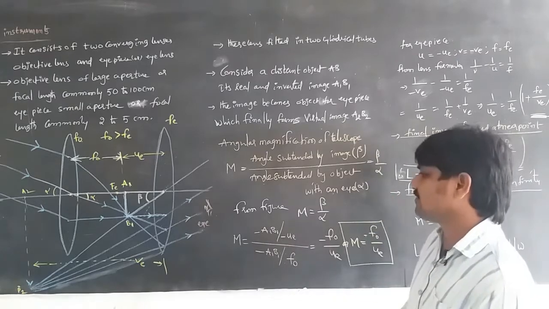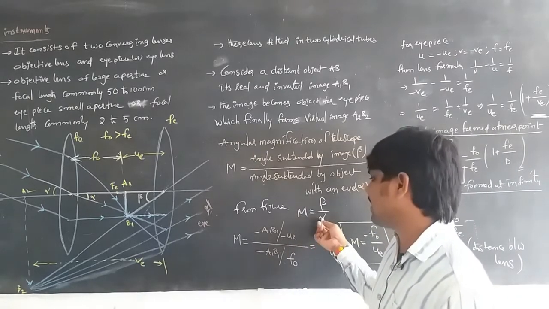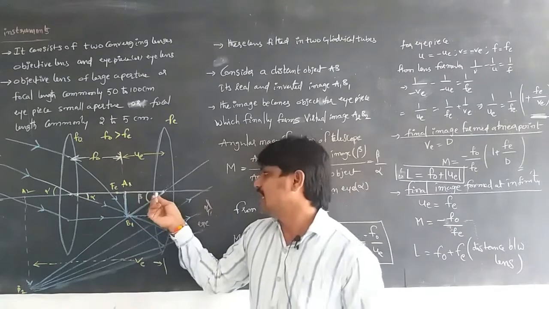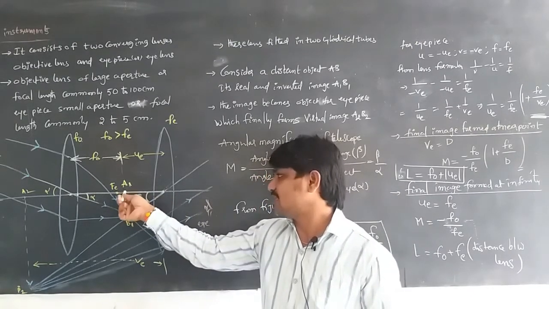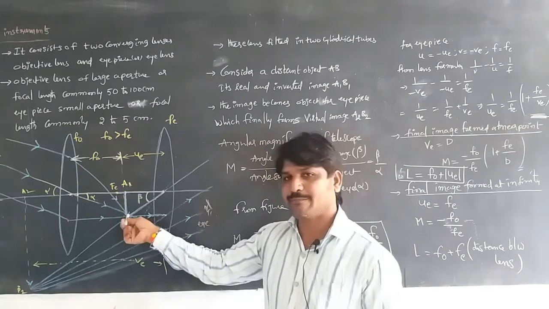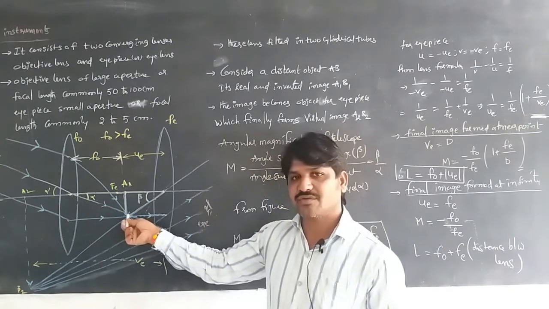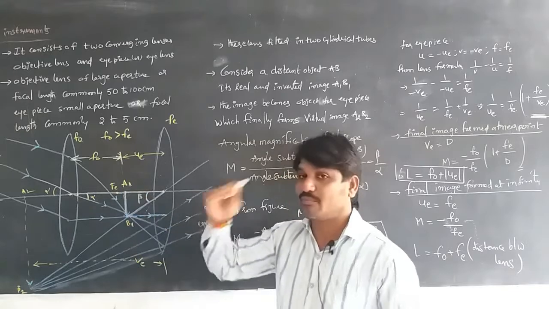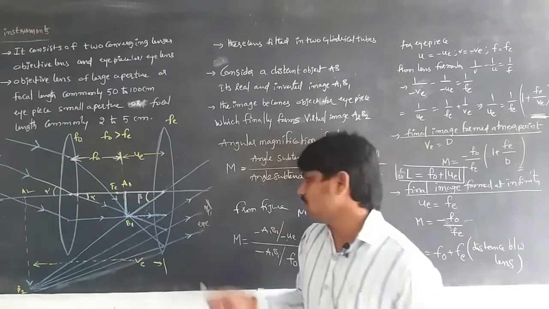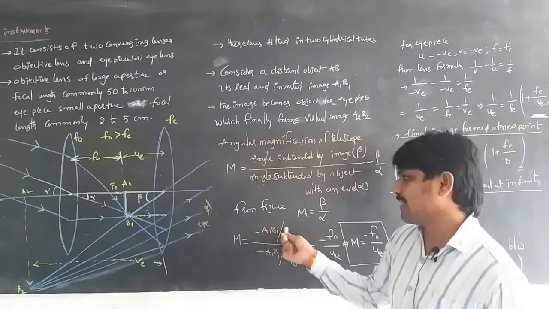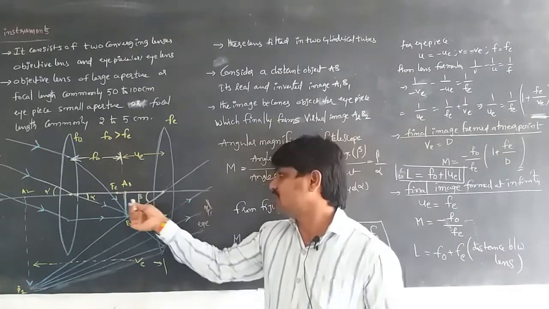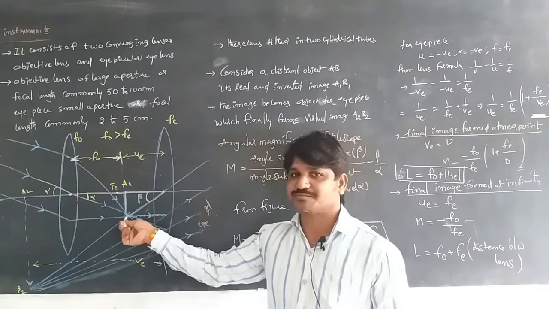So from that equation, from the diagram, we can write that M is equal to beta by alpha. Beta means the angle subtended by the image, equal to its tangent. That's why A1B1 is inverted. According to the sign convention, anything below the principal axis is taken as negative, so that's why A1B1 is taken as negative. The image is formed because this is the object for the second lens.